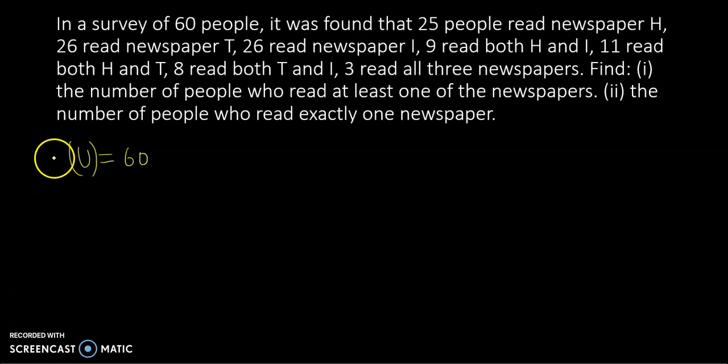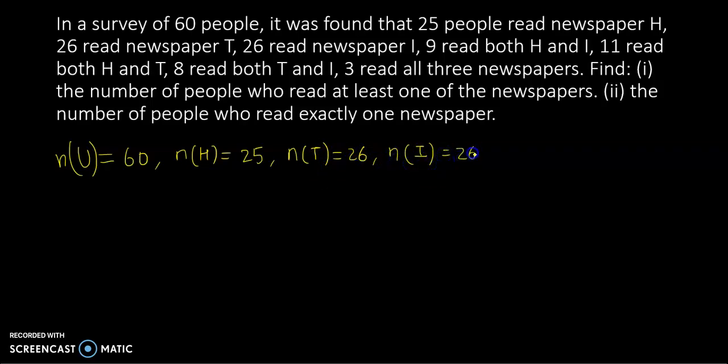Okay, here we go. It says it was found that 25 people read newspaper H. So the number of people reading H newspaper is 25. Then it says 26 read newspaper T, so newspaper T is read by 26 people. 26 people read newspaper I, so I is read by 26 people.